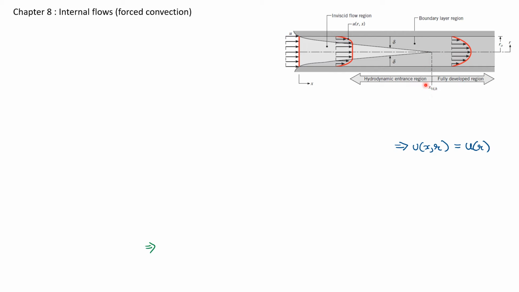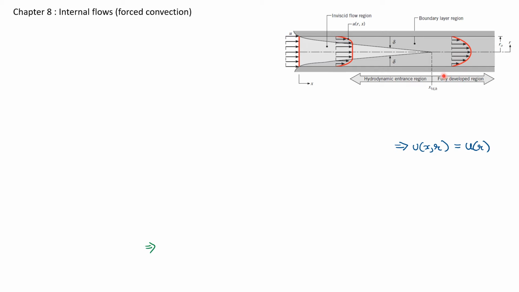And this distance here is denoted by x_fd,h. That means the distance at which the flow is fully developed, and h stands for hydrodynamic. You'll have the same thing for a thermal boundary layer as well. And beyond this location where the flow is fully developed, you will have a parabolic profile.